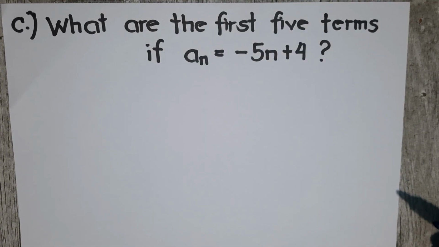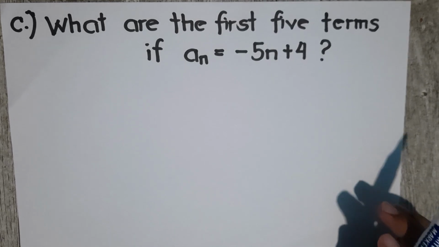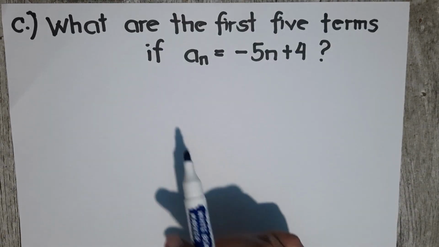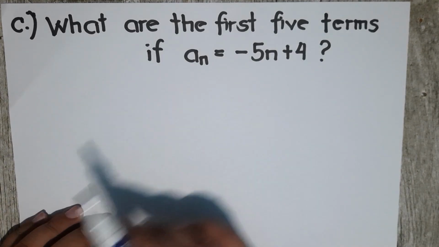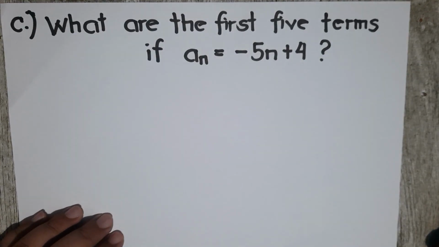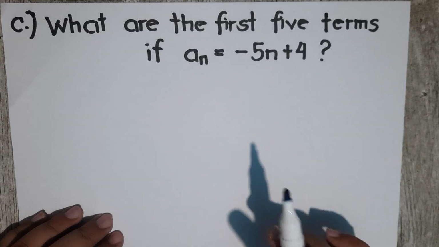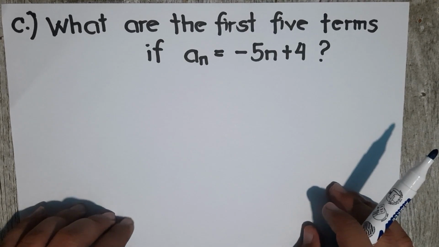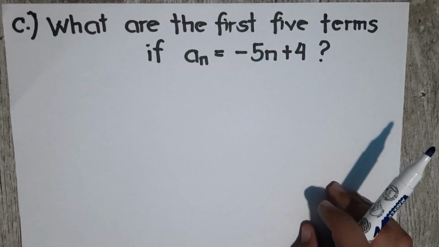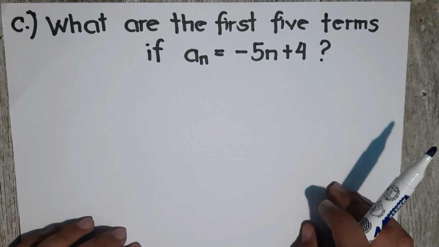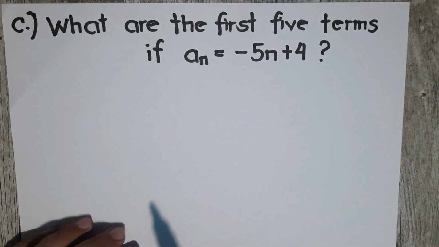Our third example is, what are the first 5 terms of the arithmetic sequence if a sub n is equal to negative 5n plus 4? Same process as usual. So we'll replace n with 1 for the first term up to 5, which is our fifth term. So if you will be asked, identify the 20th term given this nth term, all you need to do is just to replace n with 20. Now let's answer the question.